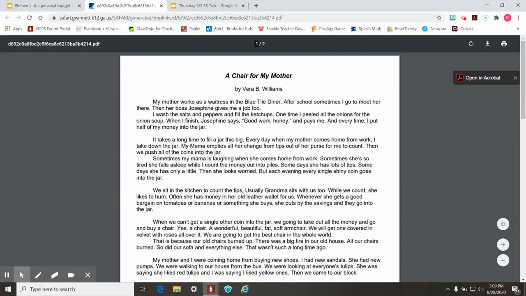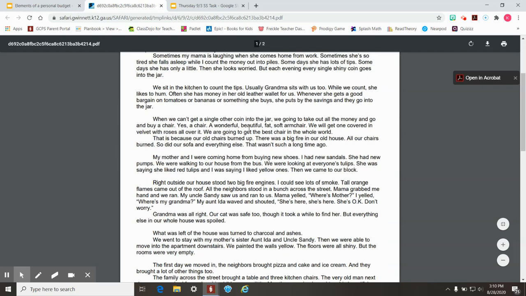We sit in the kitchen to count the tips. Usually, Grandma sits with us too. While we count, she likes to hum. Often, she has money in her old leather wallet for us. Whenever she gets a good bargain on tomatoes or bananas or something she buys, she puts by the savings and they go into the jar. When we can't get a single other coin into the jar, we are going to take all the money and go buy a chair. Yes, a chair. A wonderful, beautiful, fat, soft armchair. We will get one covered in velvet with roses all over it. We are going to get the best chair in the whole world.